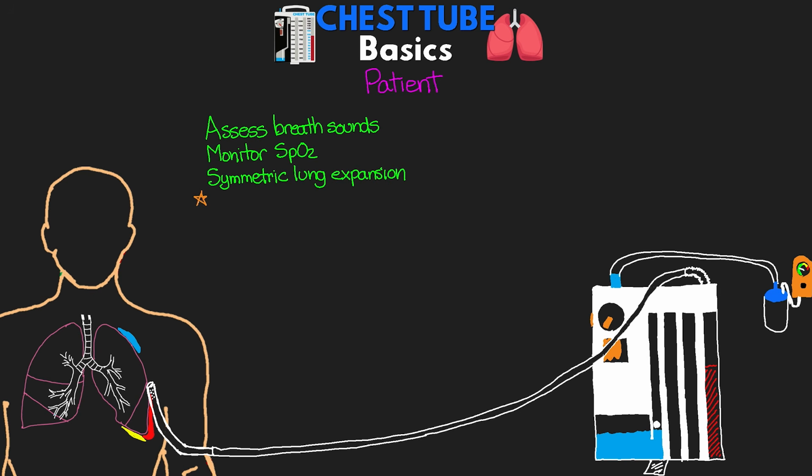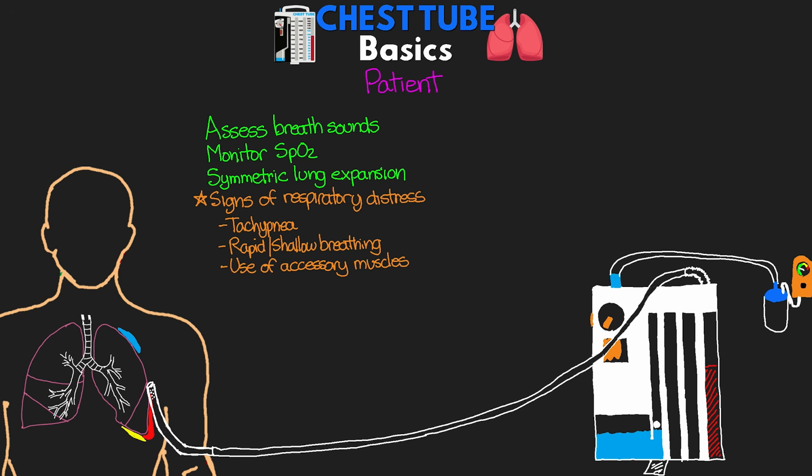But we're also really going to be looking for signs of respiratory distress. So here think tachypnea, rapid shallow breathing, or if they're using accessory muscles. These could be signs that either there's problems with our chest tube setup or that things aren't draining properly. Definitely things you want to be keeping an eye on.